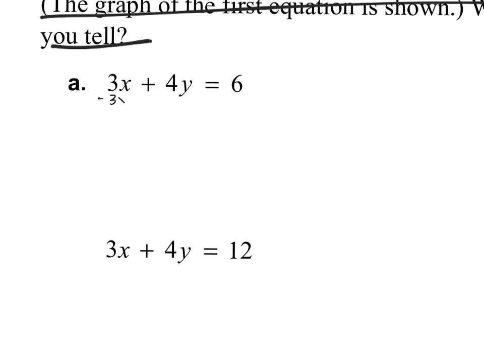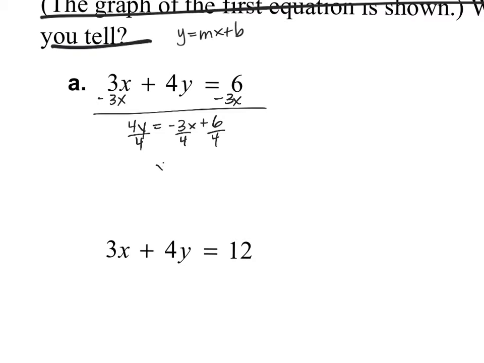We're going to subtract 3x from both sides because slope-intercept is y equals mx plus b, right? So we have 4y equals negative 3x plus 6. We're going to divide by 4. Y equals negative 3/4 x plus 6 over 4, and 6 over 4 reduces down to 3/2. So I'm just going to make a note here that my slope is negative 3/4.